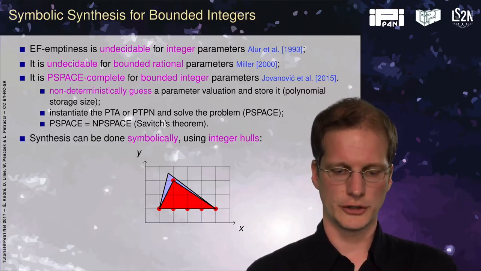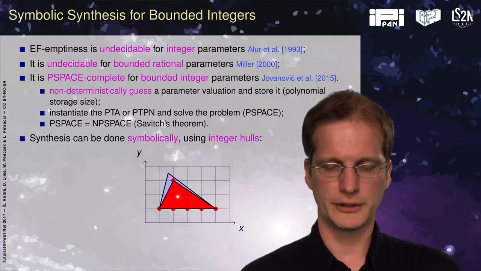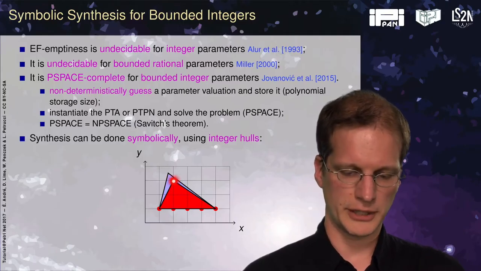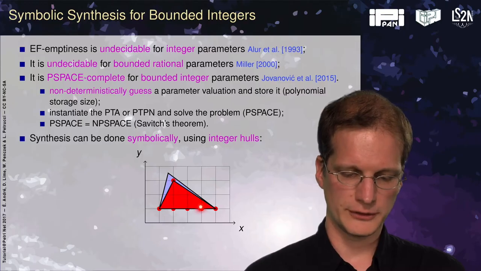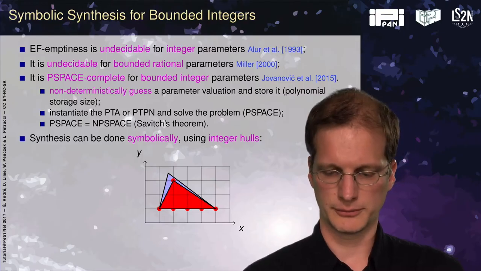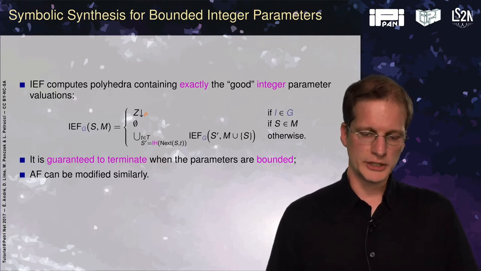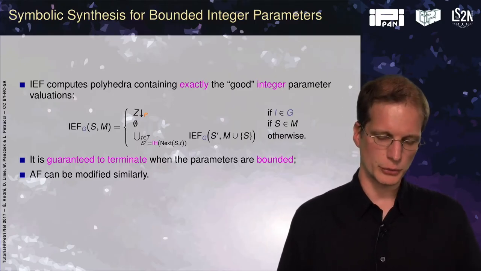So what is the integer hull of a polyhedron? That would be the red polyhedron inside the blue one here. It's actually defined by taking the convex hull of all the integer points inside my polyhedron. So if we now use integer hulls and incorporate them into our algorithm, how does it work?